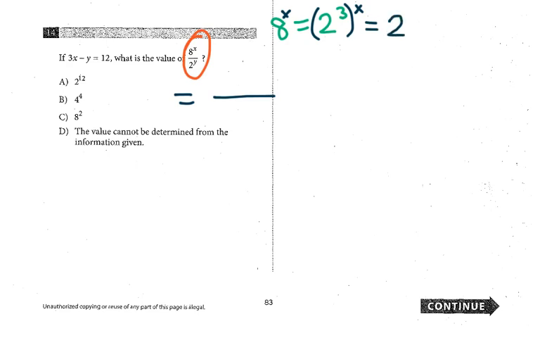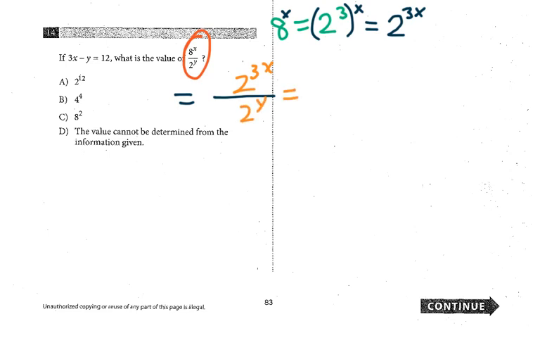For number 14, we need to analyze what's going on here. We do know that 8 can be written as 2 to the third power. Therefore, 8 to the x power means 2 to the third power, then to the x power. That's power of a power, which means 2 to the 3x power. So I will write down 2 to the 3x power, and then 2 to the y power.